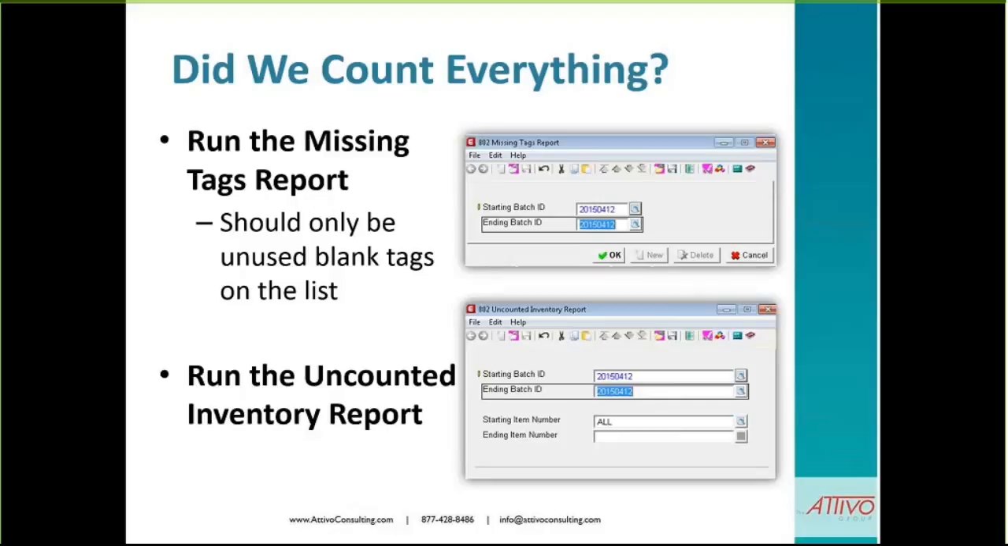Now this report lists, in item number order, all the items that you selected for the inventory count that you do not have a tag count for. I didn't enter a tag count for this item. I selected it, and I'm supposed to have it out there. What does that mean? Well, first of all, it means I need to go out and find it. And if I can't find it, I need to find out why.